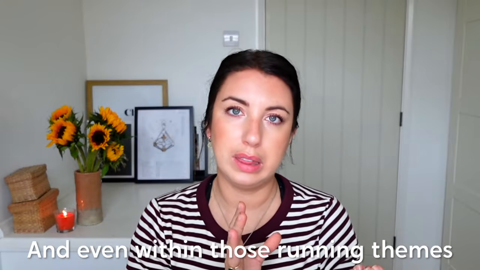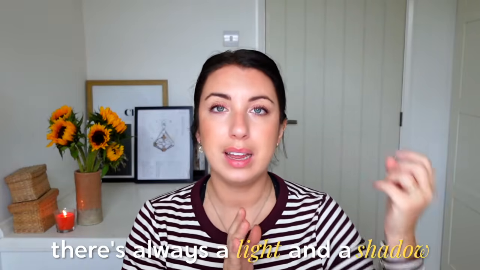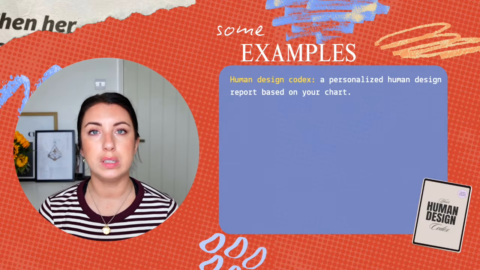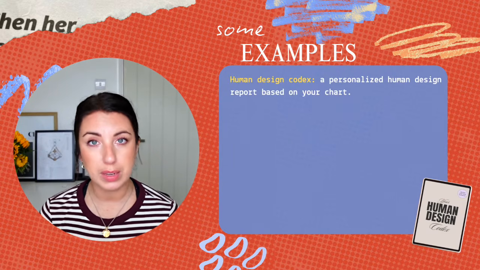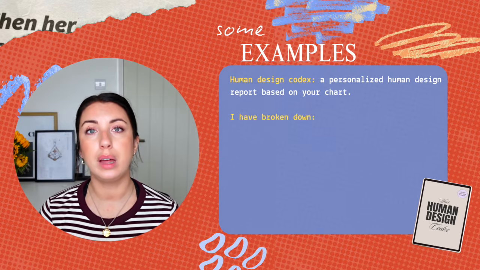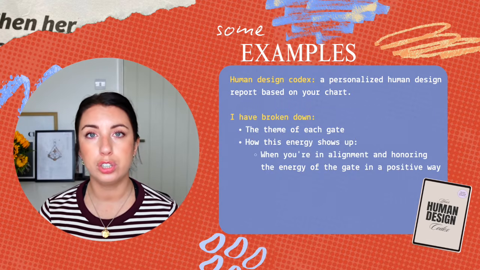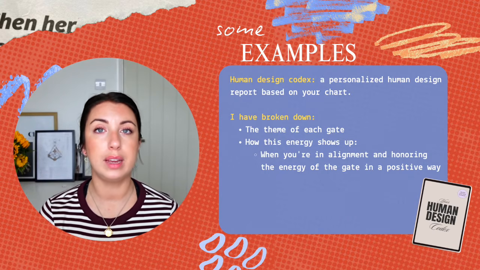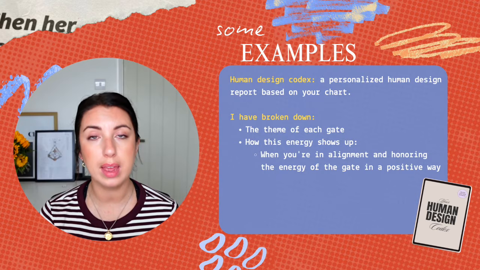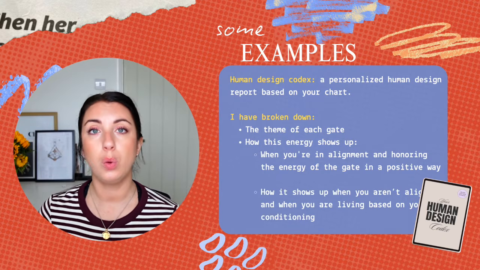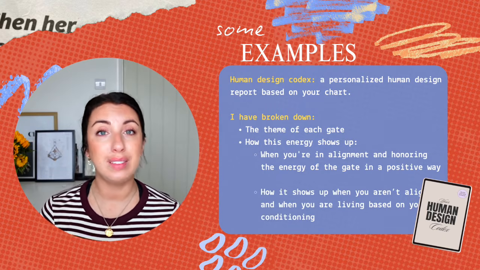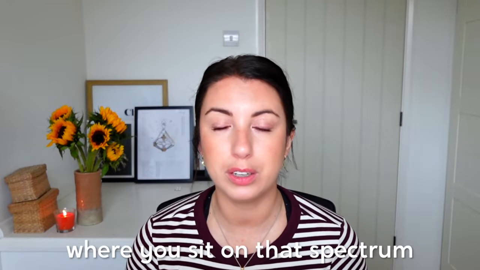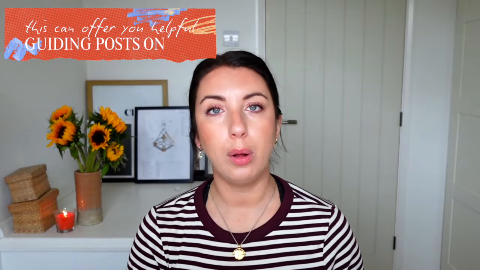And even within those running themes, there's always a light and a shadow. So to give you an example, something that I've done within the Human Design Codex, which is a personalized human design report based on your chart, is that I've broken down the theme of each gate, but I've also shown you how this energy shows up when you're in alignment and you're honoring the energy of that gate in a positive way versus how it might be showing up when you are not, and when you're living based on your conditioning.